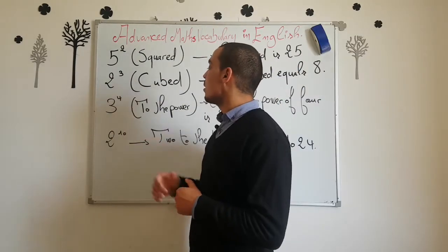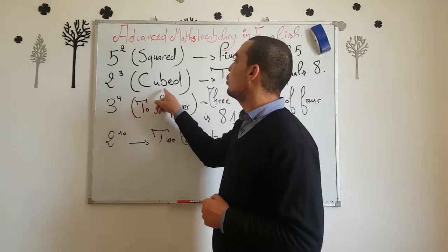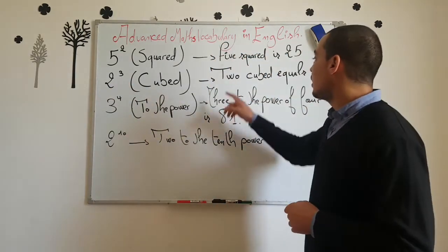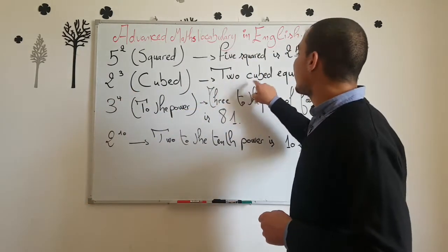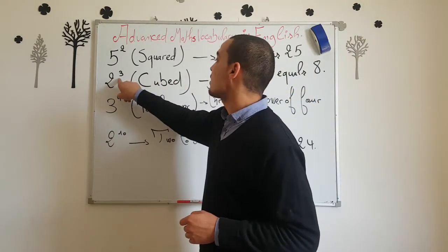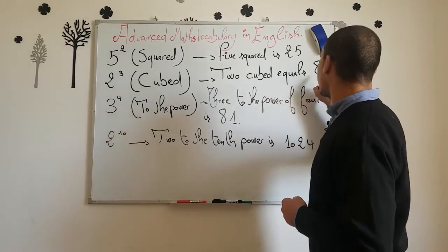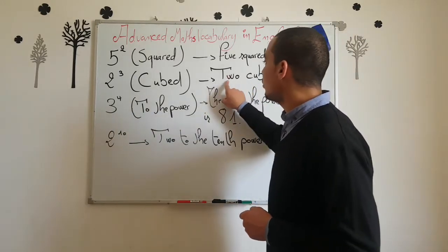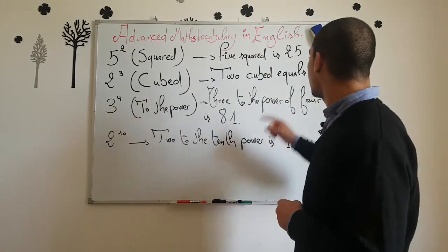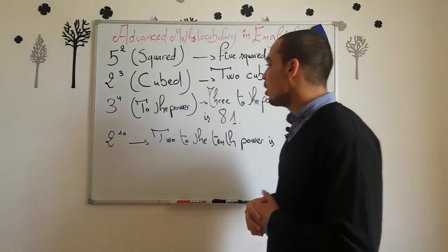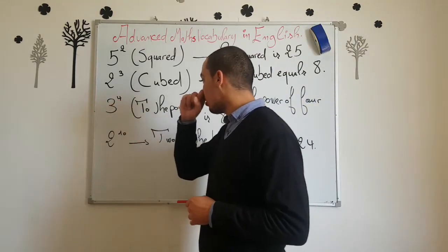Moving to the second symbol, which is this small 3, it refers to cubed. The way to read it is: 2 cubed. So 2 cubed means 2 multiplied by 2 multiplied by 2, so it equals 8.